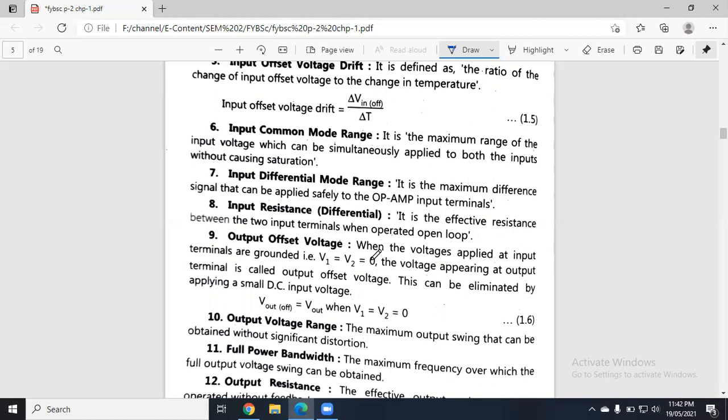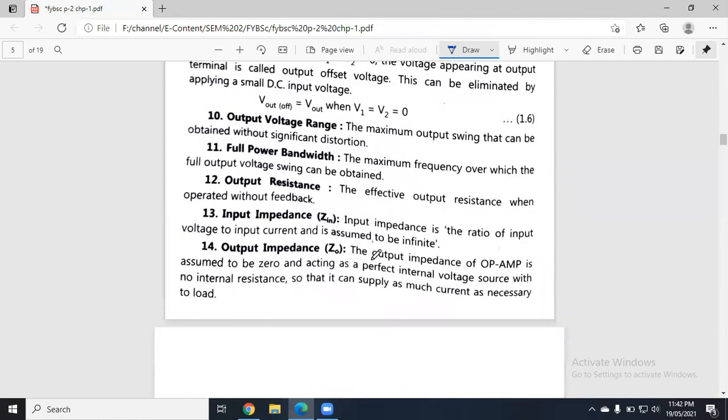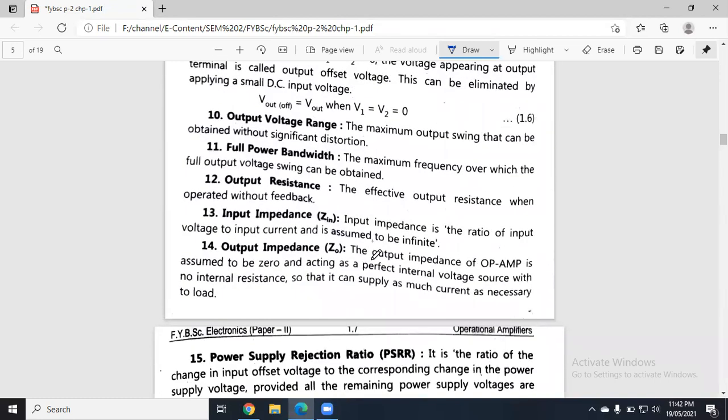Okay. So next one is your output voltage range, the maximum output swing that can be obtained without significant distortion. Now, what is the maximum range of voltage that the operational amplifier can produce? That is called the output voltage range. Full power bandwidth is the maximum frequency over which your output swing can be obtained. So what is the maximum frequency you can apply to the op amp? It is called the full power bandwidth. Output resistance is the resistance offered by an output terminal.